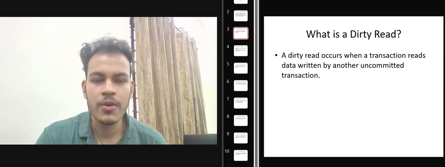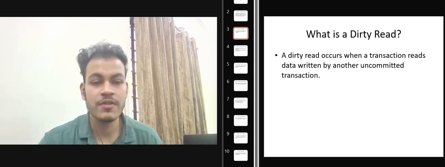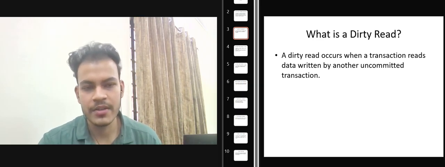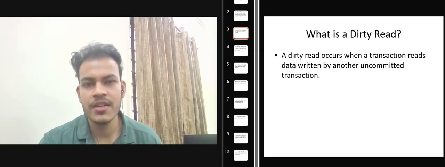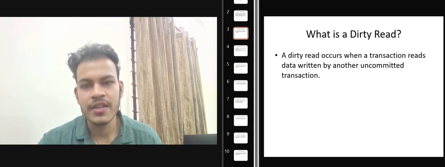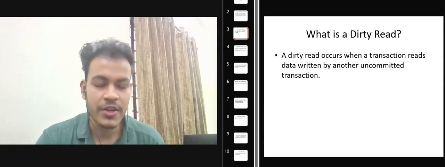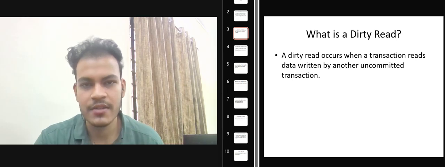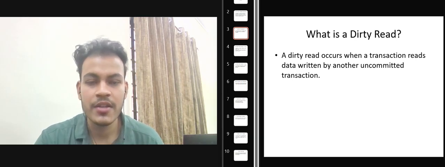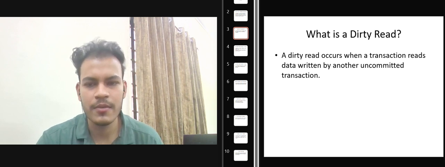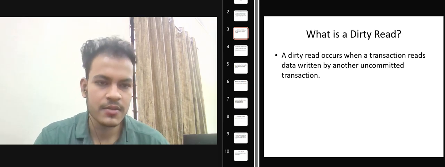What is dirty read? Now let's come to our topic. Dirty read occurs when a transaction reads data written by another uncommitted transaction. Let's say transaction T1 has changed the data but not committed, and a transaction T2 reads the changed data that T1 has not committed. And if T1 rolls back, the data that T2 has read becomes invalid.